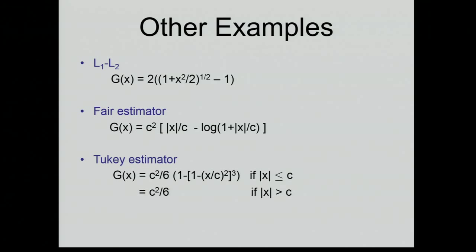There's also this notion of a Tukey estimator, which is a little bit more extreme. So it's quadratic near the origin, and when you move far enough away, it just becomes flat. This can be approximated by having, when you're far enough away, a very low positive slope. So these are all quite similar.